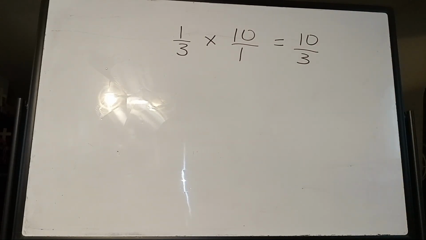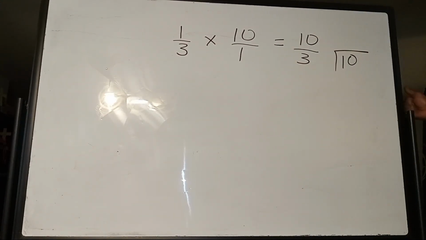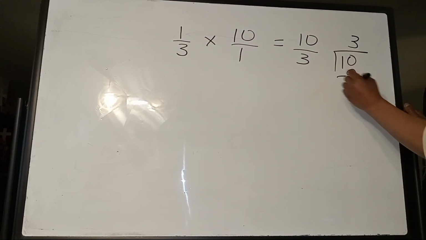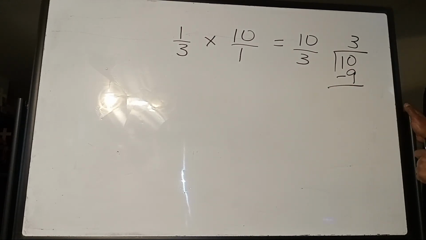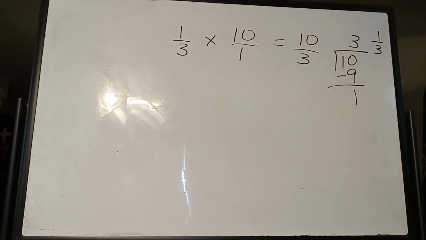We have to put that in the house. Put that in the house. Now what? It would get us 3 groups. 3 times 3 is what? 9. How many's left? 1 group. So that gives us 3 and 1/3. That's what we get for that first part.